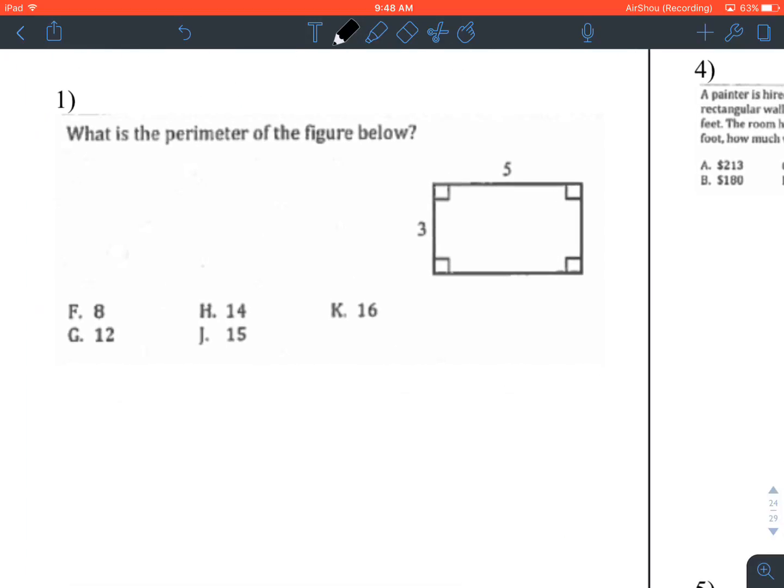Question 1, what is the perimeter of this figure? Well, it's a rectangle, so opposite sides are the same. If that's 5, this is 5. This side's 3, this is 3. So the perimeter is going to be 5 and 5, which is 10. 3 and 3, which is 6. 10 and 6 is 16.